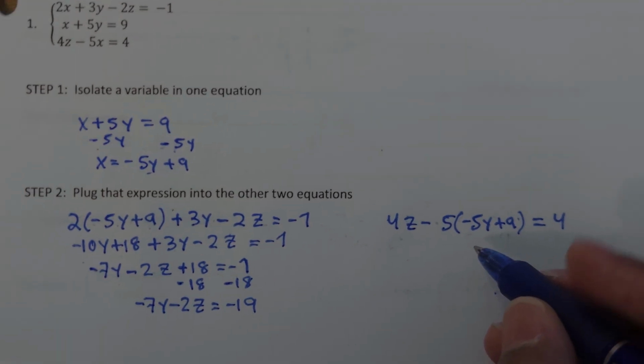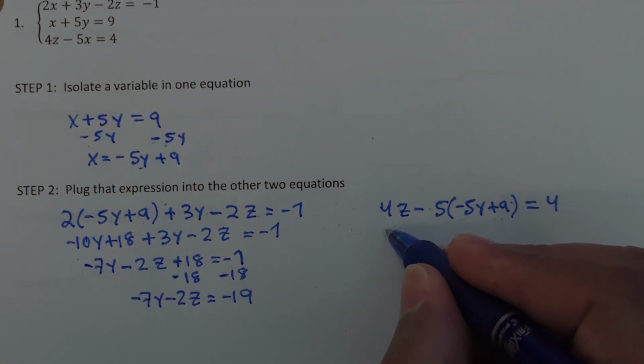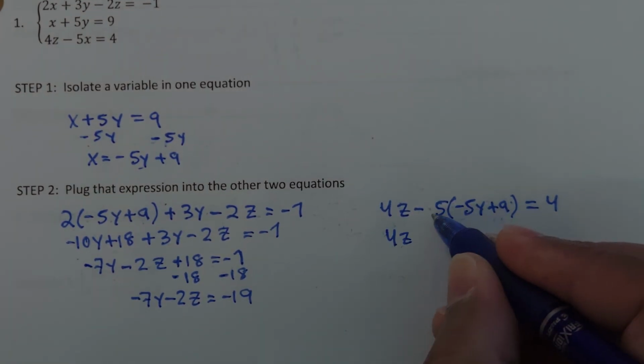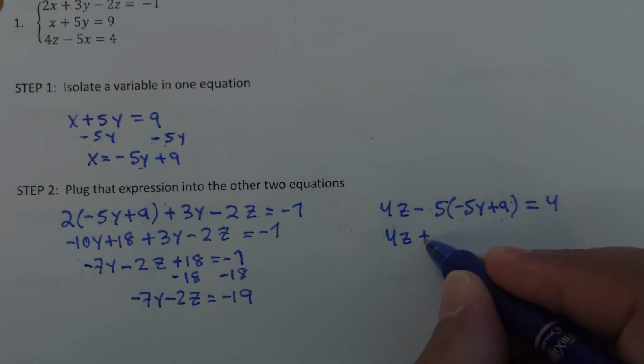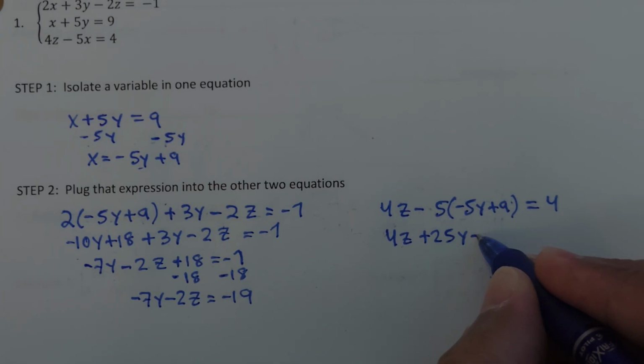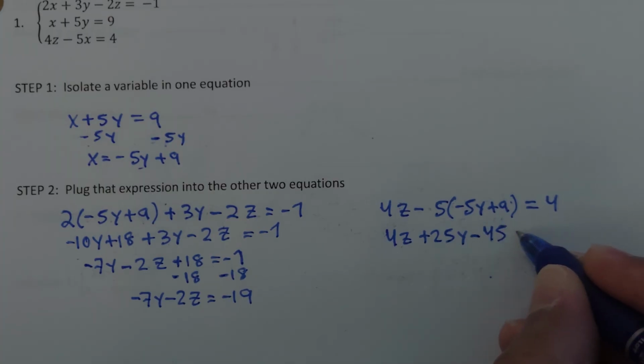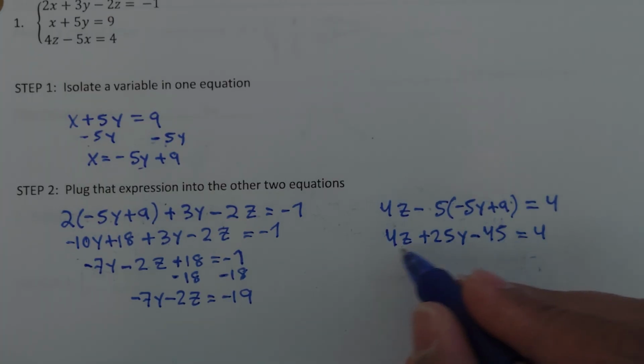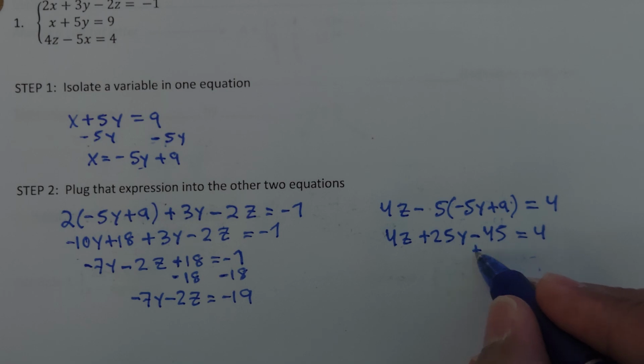Then I'm going to go to the next equation and distribute that negative 5. So keep the 4z's for now. Negative 5 times negative 5, that's positive 25y. Negative 5 times 9, that's negative 45. And that equals 4.